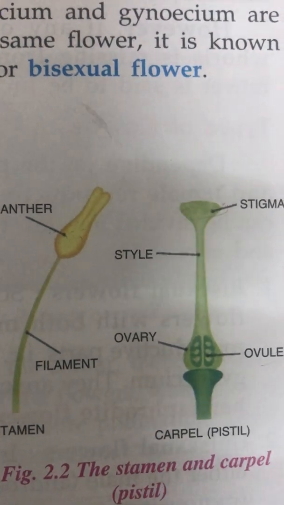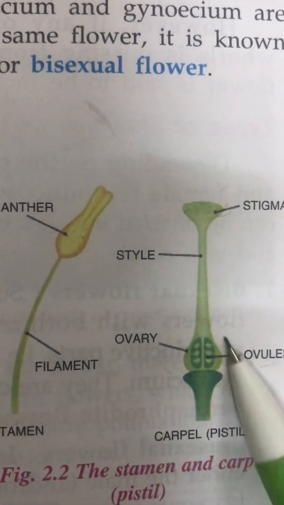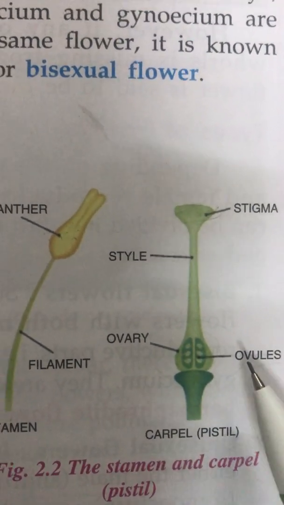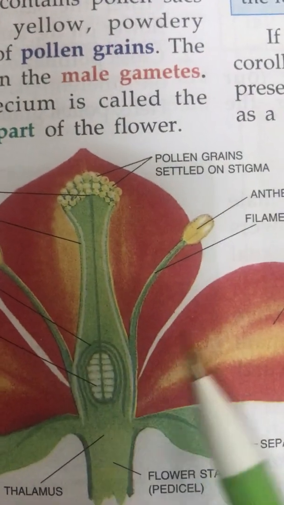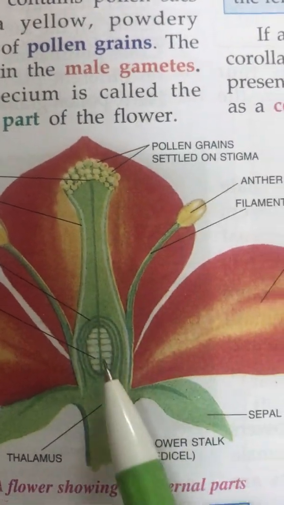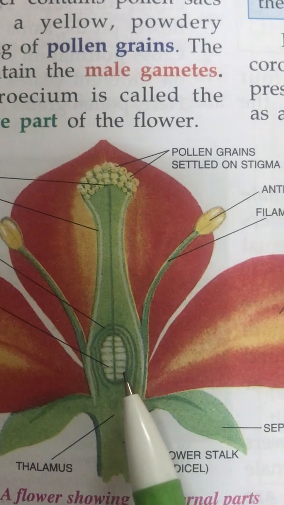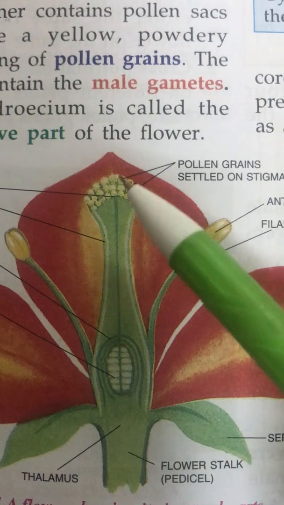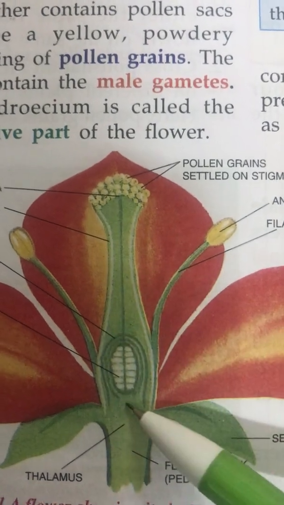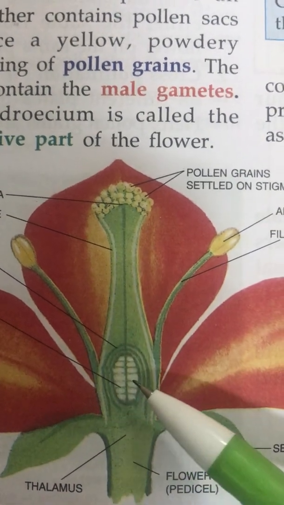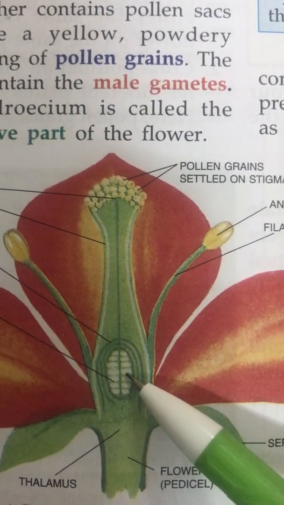And after fertilization only, this ovary changes into fruit and these ovules change into seeds. So you have to understand how a flower forms the fruit and why the fruit contains seeds. This is the innermost whorl of the flower, which may have one carpel or it may have many carpels. Here there is one carpel, and inside that carpel, which has three parts: stigma, style and ovary, inside the ovary of the carpel there are several ovules, and inside the ovule the female gamete is present.